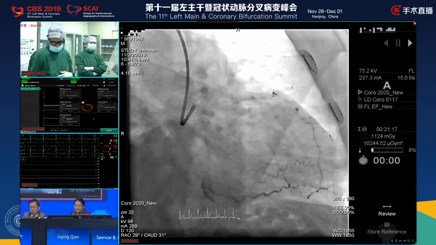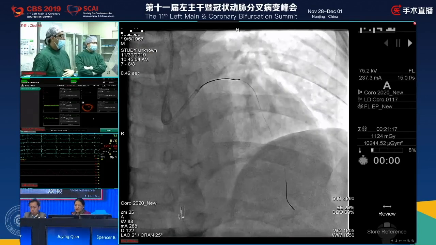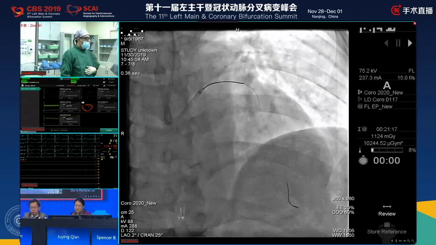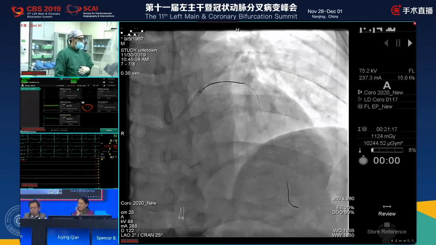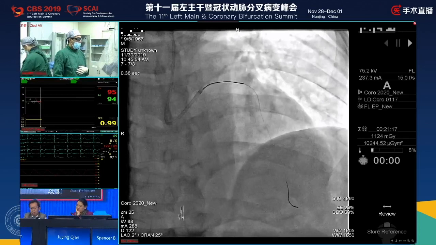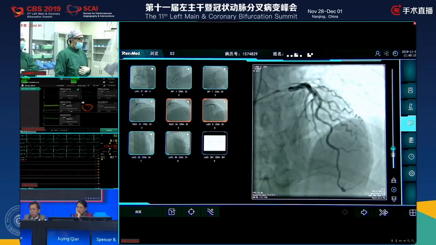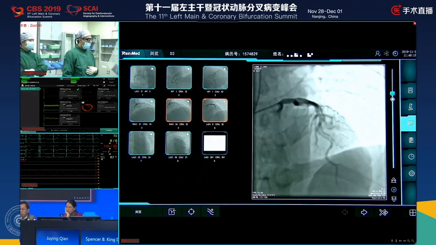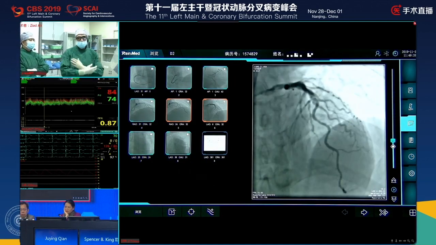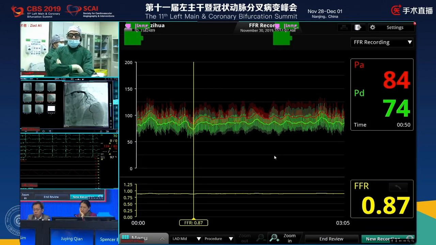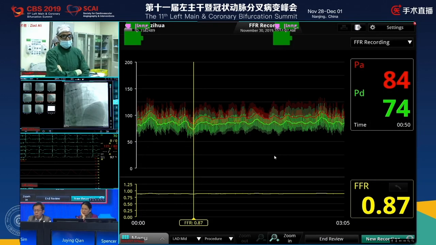So what we went on to do next, guys, is this is our FFR. So if you can move on to our FFR screen, we'll show you what we did. We performed our equalization here, which was 0.99. And then we did an FFR of the LAD, which ended up being 0.87. So what we're going to do is take a second now and show you the angio-based FFR system and how accurate it was and how we use it.